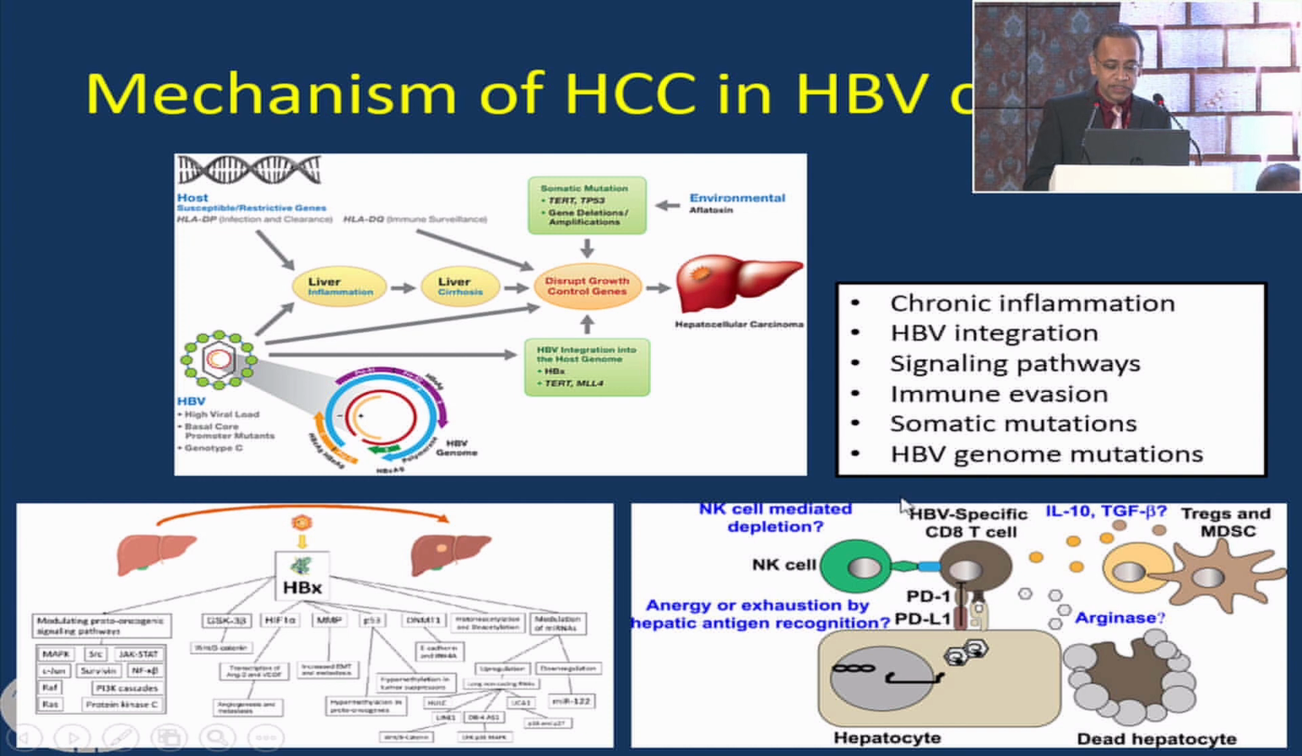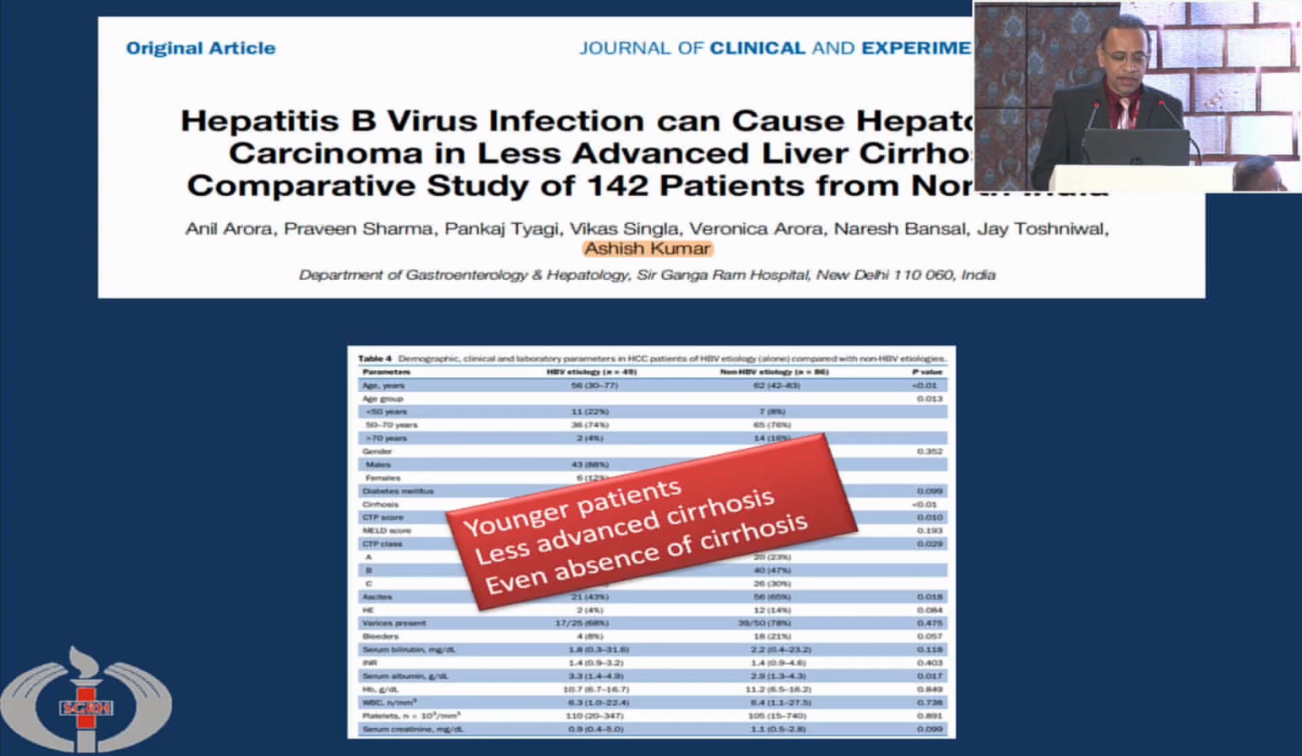Then somatic mutations, HBV X proteins, and HBV genome mutations all contribute to HCC in a patient who already has chronic liver disease due to HBV. And we showed in a cohort from Gangaram that hepatitis B virus infection can cause HCC even in less advanced cirrhosis. So we showed that even in patients who are younger, patients who had less advanced cirrhosis, less advanced CTP score, and even in the absence of cirrhosis, HBV was able to cause HCC.